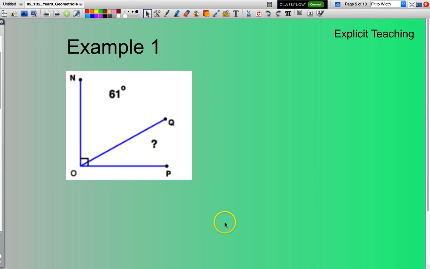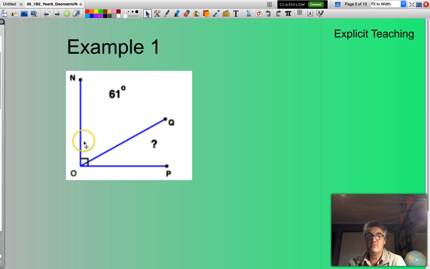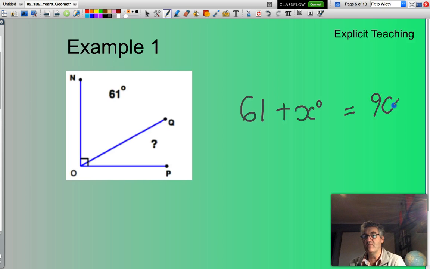So example 1. This particular angle is a right angle, 90 degrees. The question's asking, what is this unknown angle, the one with the question mark? So if I just rip out my pen here, I can say that 61 plus my unknown angle, which I'll just make an x, has to equal, what does it equal? It has to equal 90 degrees because it's a right angle.